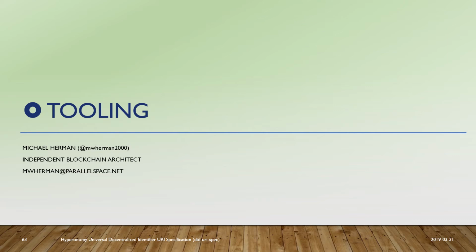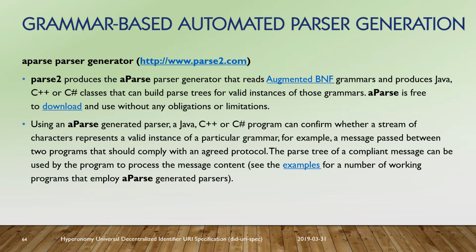Tooling. Just a couple slides here. So a parse is the name of the automatic parser generator, and it's at parse2.com. It automatically produces a parser generator based on the ABNF grammar you pass to it, producing Java, C++, or C# code. And so this will be used to create the reference parser for the did URL spec that can then be reused across all of those projects, all of those high-level user scenarios that we talked about.